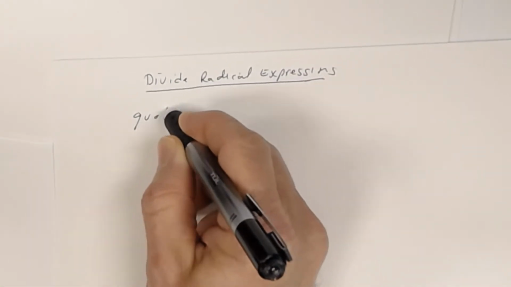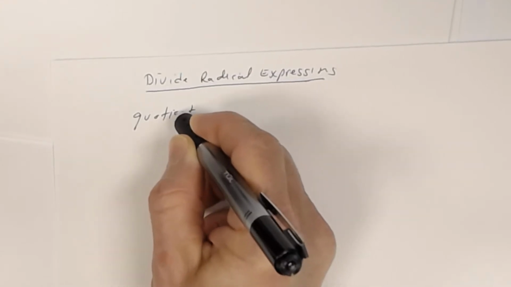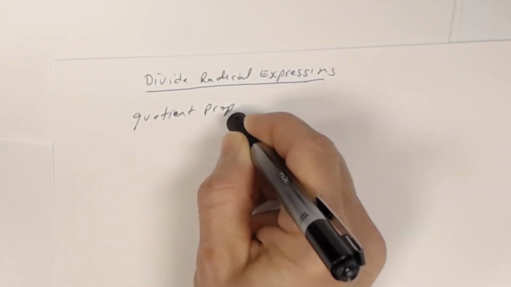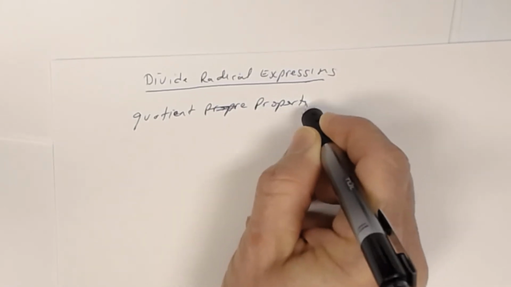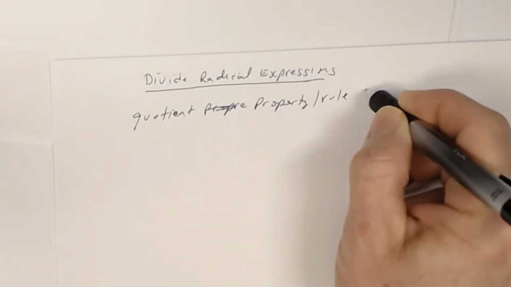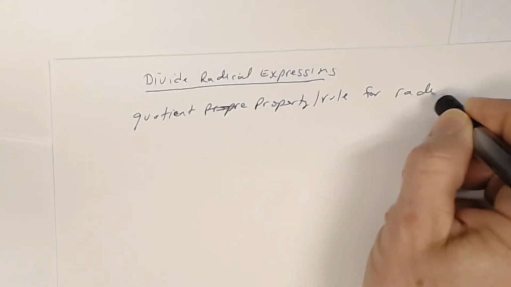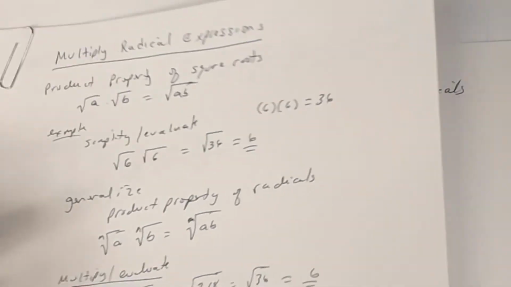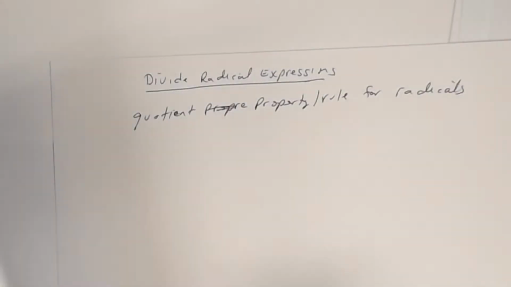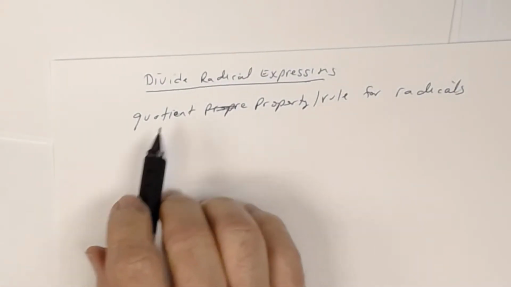So the quotient property or rule, property or rule for radicals. So instead of multiplying, we're now dividing. So hence the idea of the word quotient.